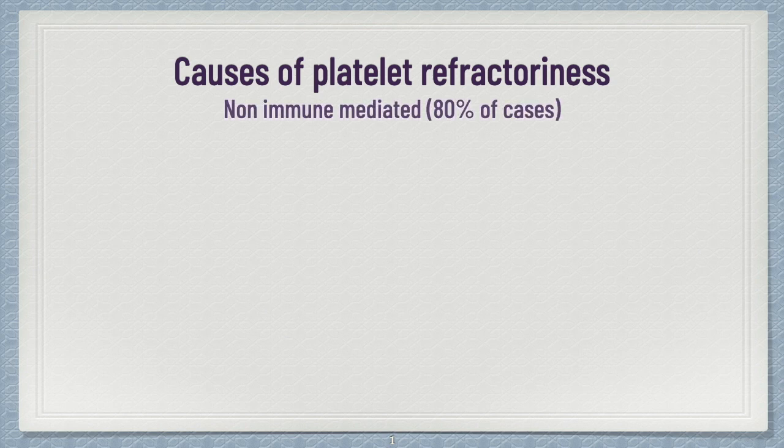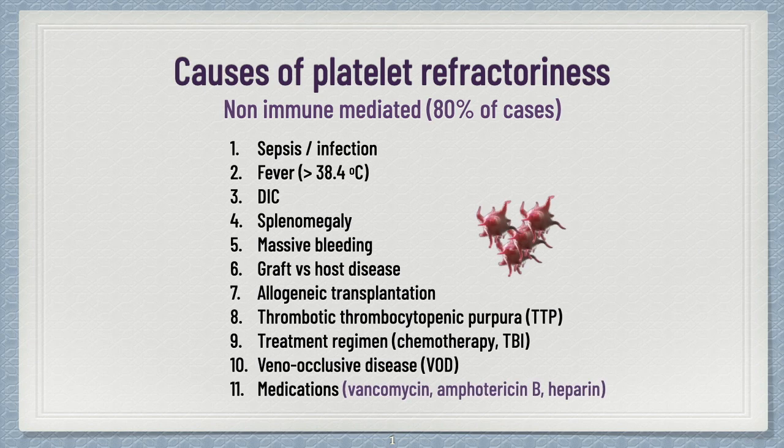Non-immune-mediated platelet refractoriness is about 80% and often found in patients with sepsis or infection, fever, disseminated intravascular coagulation, splenomegaly, massive bleeding, graft versus host disease, allogeneic transplantation, thrombotic thrombocytopenic purpura, treatment regimens such as chemotherapy or total body irradiation, veno-occlusive disease, and some medications such as intravenous injection of vancomycin, amphotericin B, and heparin.